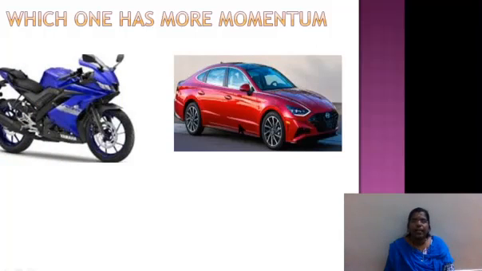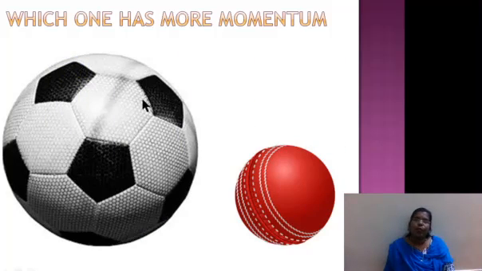Now, which one has more momentum? Yes, as the car is bigger in size, it has more momentum. So we need more force to stop a car from outside. Now, which one has more momentum among these? You may think as the ball is big, this may have more momentum. But it is not so. The cricket ball, even though it is small in size, it has more mass. This football has less mass than cricket ball. So cricket ball has more momentum and we need to apply more force to stop the cricket ball.